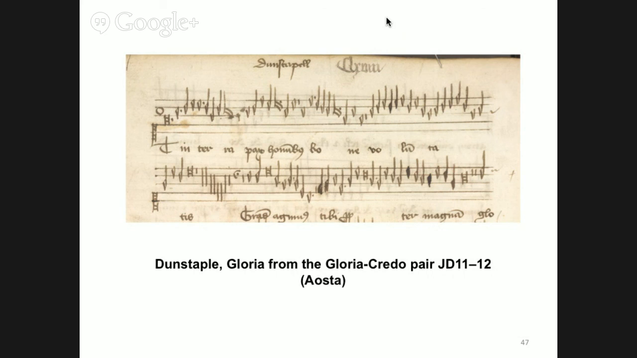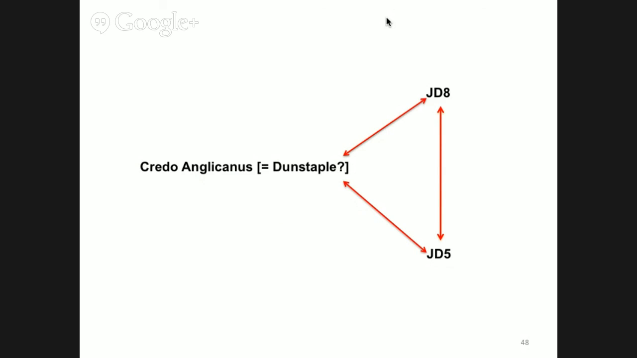In conclusion, I suggest that the close kinship between the Credo Anglicanus and JD8, in terms of their style, structure, texting, and transmission, confers a kind of twin status upon these works, and that their affinity both with one another and with JD5 makes the case for attributing the Credo Anglicanus to the greatest English composer of the period an especially compelling one. We still know too little about Dunstable's biography and the chronology of his music to be able to date most of his works other than very approximately.